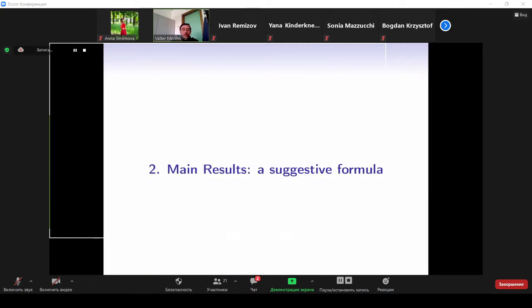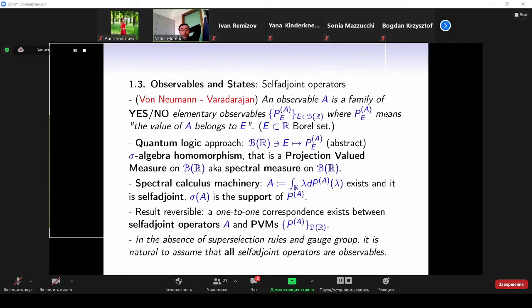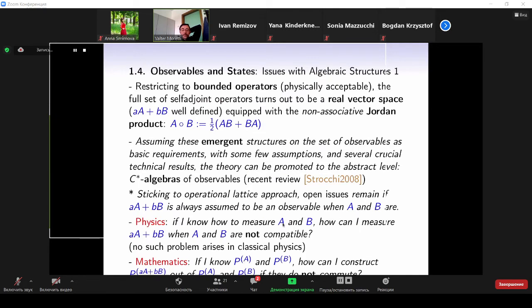From the mathematical point of view, the same issue can be stated this way. Suppose that this is the family of elementary propositions, yes-no elementary observables, associated with this observable. This is the other family. Is it possible to construct the elementary observables of this composite observable out of the elementary observables associated to A and B, in case A and B are, from the physical point of view, not compatible? In general, there is no answer to this problem.